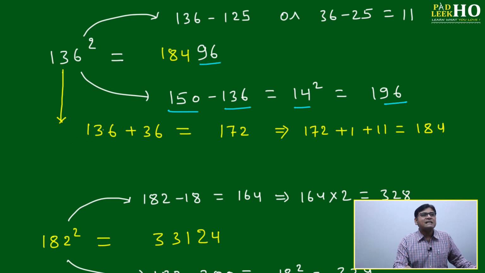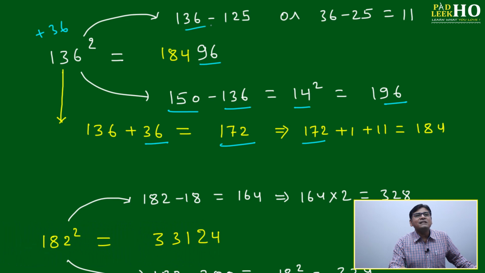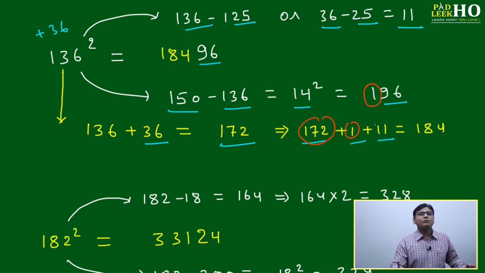Now 136, and whatever deviation is there, what is the positive deviation here? 36. You add it: 172. Now 136 minus 125, or 36 minus 25, whatever technique you apply for the numbers 25 to 75, number minus the difference of 25. 36 minus 25 will be 11. Just add 11 here. This one is a carry forward, this is 172, one carry forward, 11: 184. 184 will come here. Over. 136 square comes to 18496.